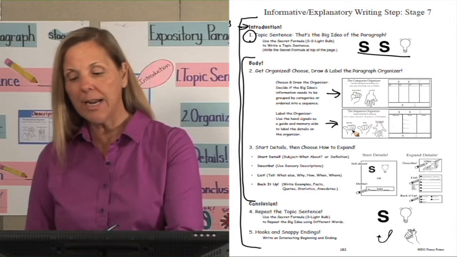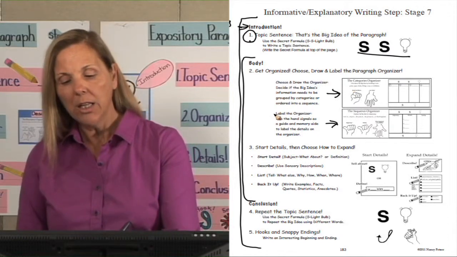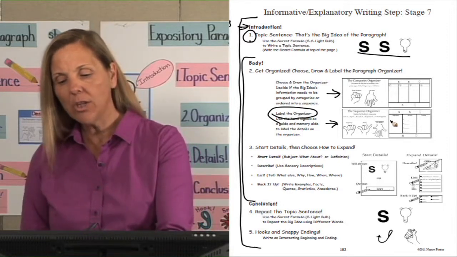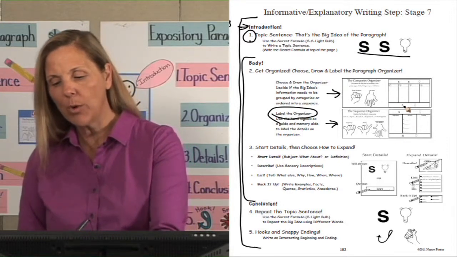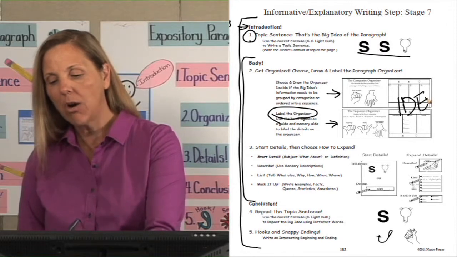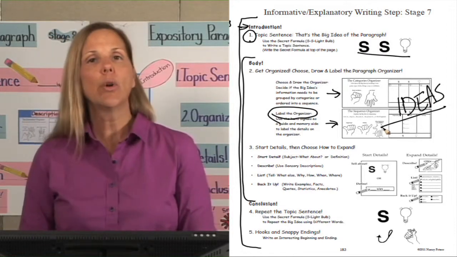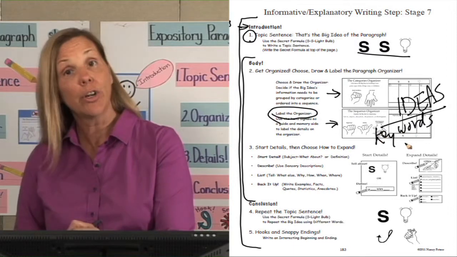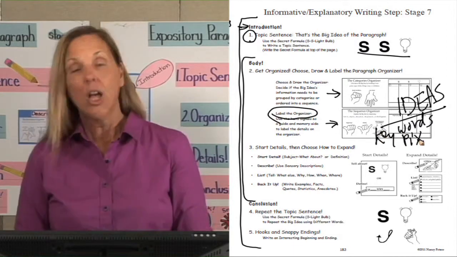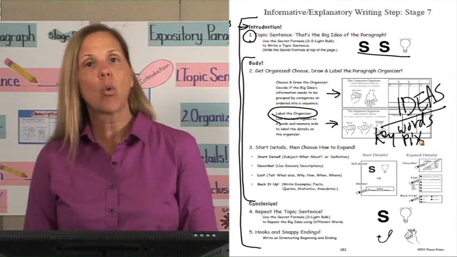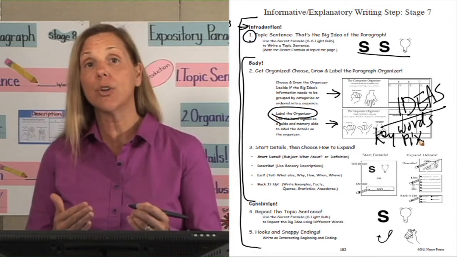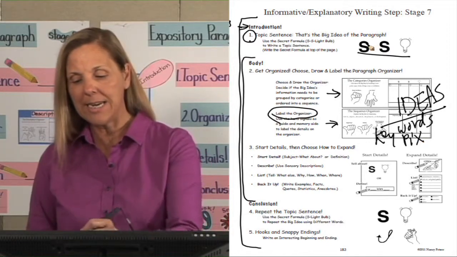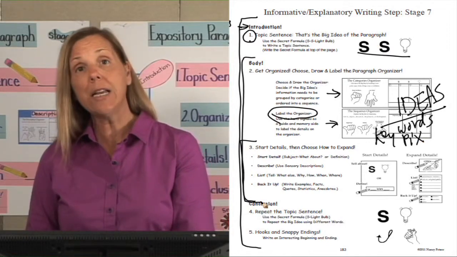Once we have the organizer, then we're going to label the organizer with the ideas. So not only do we have the organizer here, but we're going to put our ideas on the organizer. That means we're going to quickly put keywords or pictures for each one of the details. Once we have labeled our organizers with keywords or pictures to represent the different details that we want to tell about the big idea, then we need to start writing those details.